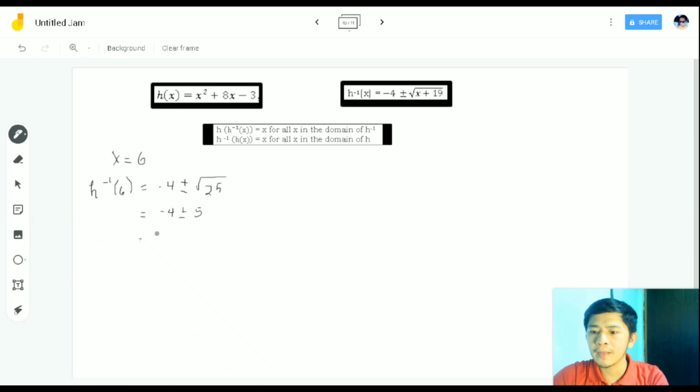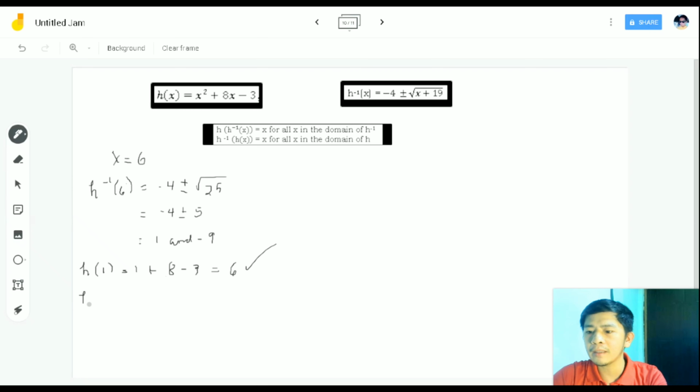So, negative 4 plus 5 is positive 1. And negative 4 minus 5 is negative 9. Okay, so gamitin muna natin yung positive 1. So, h of 1, punta na tayo sa kabila. H of 1, that is 1 times 1 is 1. 8 times 1 is 8. Minus 3. So, ilan ito? So, 1 plus 8 is 9. Minus 3 is 6. Ito, bumalik siya sa 6.